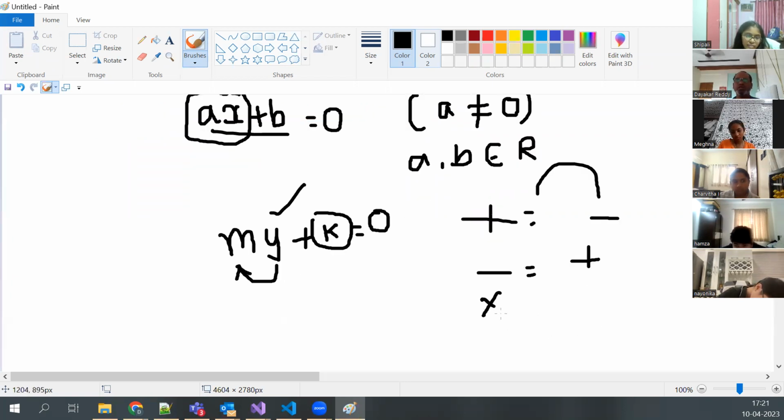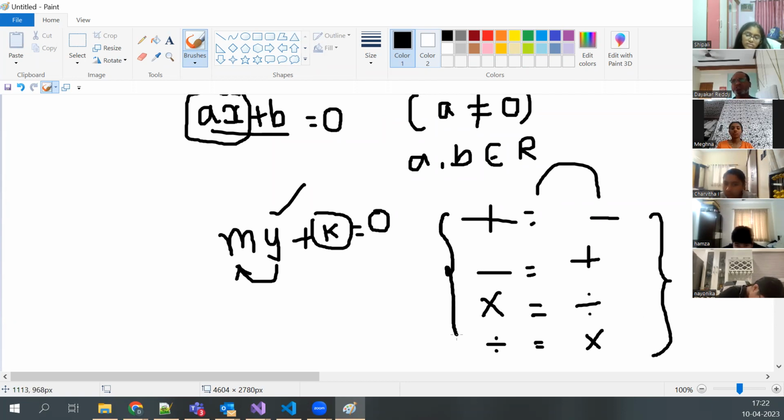And multiplication goes to the other side. What will it become? Division, right? And then division goes to the other side and will become multiplication. These are all basics. Whenever you are doing any mathematical equation, we should know these things.